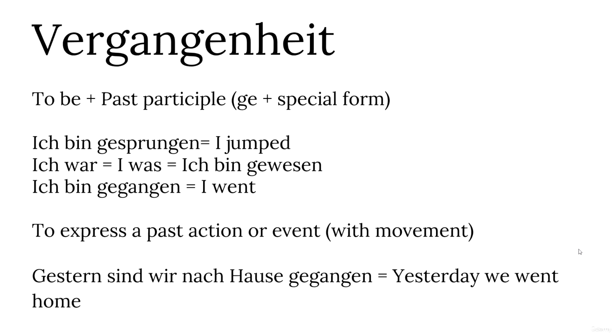The second part is almost the same, but instead of haben, you use the verb sein, or the verb to be. And again, each verb has a special form that usually has ge in it. As an example, I jumped. To jump is springen, and the special form that should also be learned by heart is gesprungen. The pronoun is I, therefore you say ich bin. And the entire sentence would be ich bin gesprungen. I jumped.